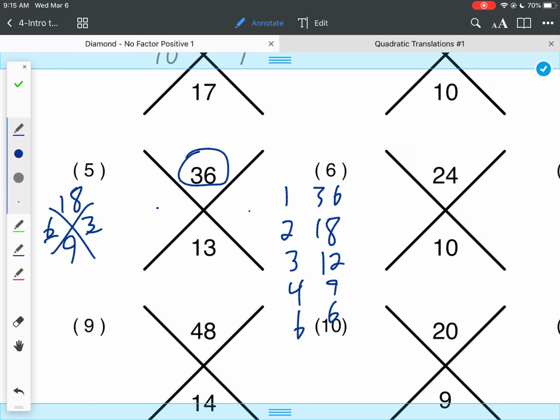Okay, 36 divided by 7 is a decimal. 36 divided by 8 is a decimal. And then 36 divided by 9 is 4. So we already have 9 and 4. So you can stop. Once you get a repeat, you can stop. All right, so now we're looking at these pairs. Now these pairs have to add to 13. All right, 1 plus 36 does not add to 13. 2 plus 18 does not add to 13. 3 plus 12 does not add to 13. 4 plus 9, that actually does add to 13, so that is going to be our answer.